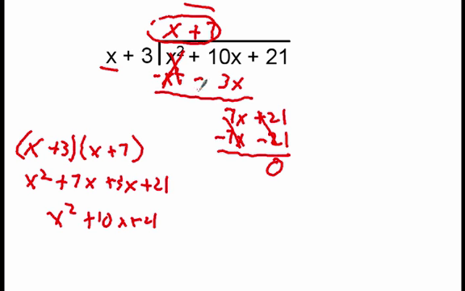So that's all you have to do. You take the first term in your outside binomial, and you see how many times it goes into each term in the trinomial inside. Then you multiply, then you subtract. So let's look at one more example.